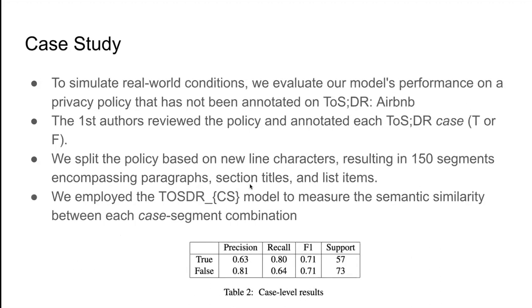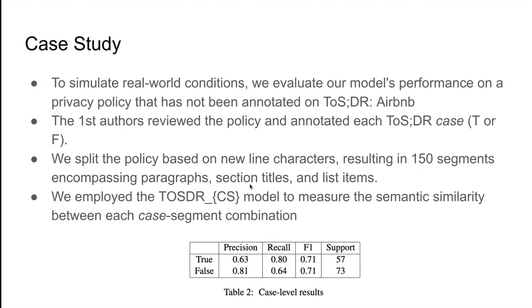And finally, we performed a case study to simulate real world conditions. In this, we simply took one privacy policy, that of Airbnb. And the first authors of the paper reviewed the policy and annotated each TOSDR case for that policy. So we split the policy into 150 segments, encompassing paragraphs, section titles, and item lists.